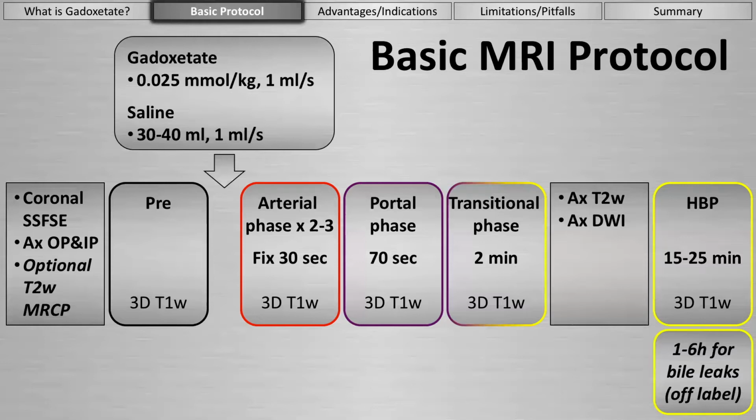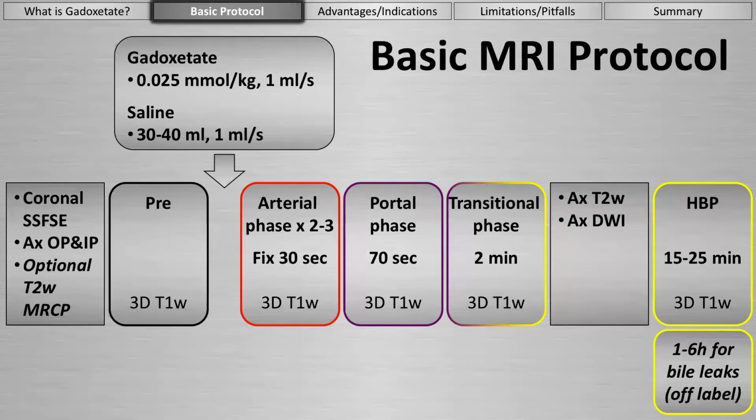And then at UCSD, we typically do 2 or 3 arterial phase passes with a fixed 30-second window. We then get portal venous phase imaging, ideally at about 70 seconds. We then get transitional phase imaging at about 2 minutes or maybe 3 minutes. We then do our T2 and our DWI. And then we get hepatobiliary phase imaging at 15 to 25 minutes. If we want to look for bile leaks, which is off-label use of the product, we get images at 1 to 6 hours.